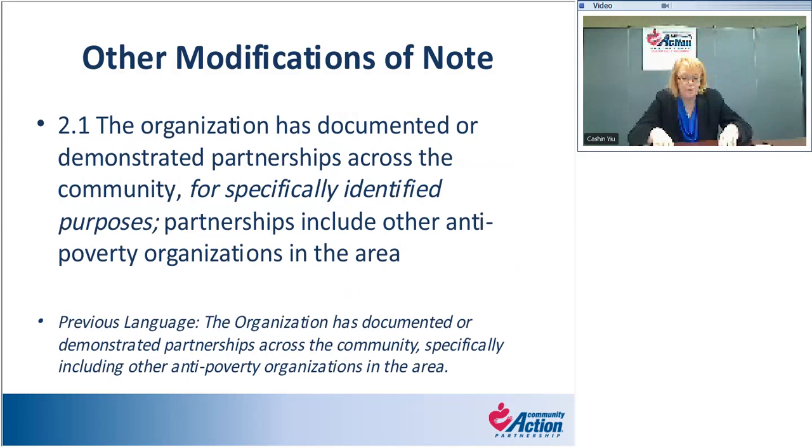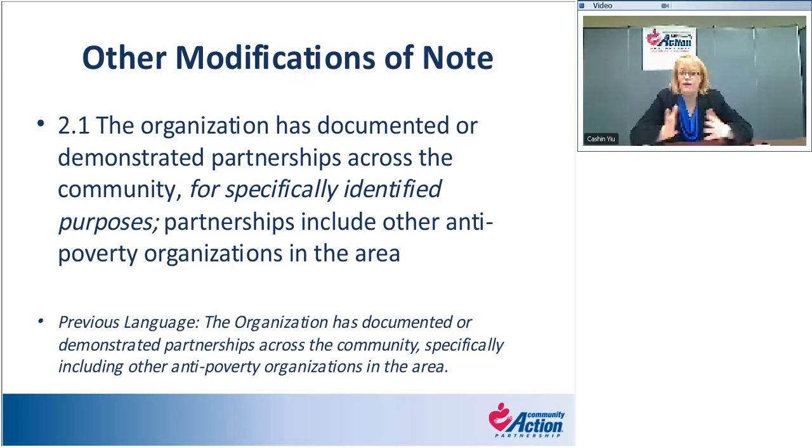So 2.1, the organization has documented or demonstrated partnerships across the community for specifically identified purposes. Partnerships include other anti-poverty organizations in the area. You can see the previous version. There is this for specifically identified purposes. Now, we've talked a lot about the standard in the field. There are often questions about this one. This does not say you have to have documentation backing up all of your partnerships. We know many of you have informal partnerships, you even have formal partnerships, but there may not be an MOU or an MRA or a contract or any sort of financial arrangement.